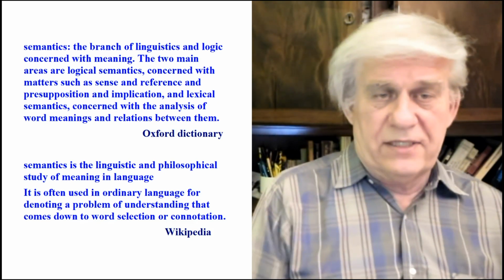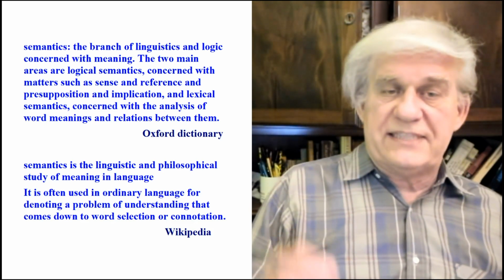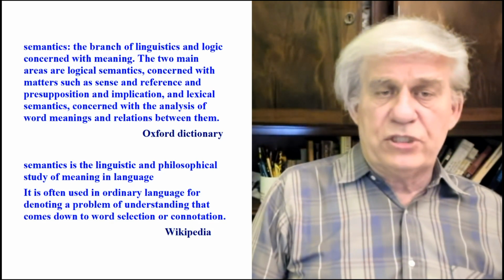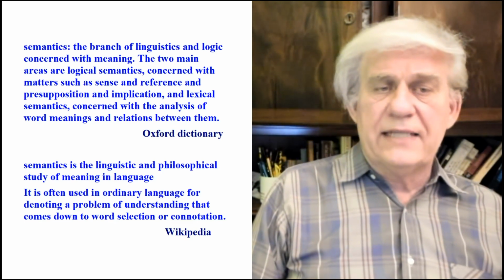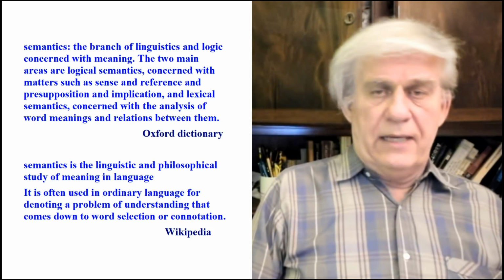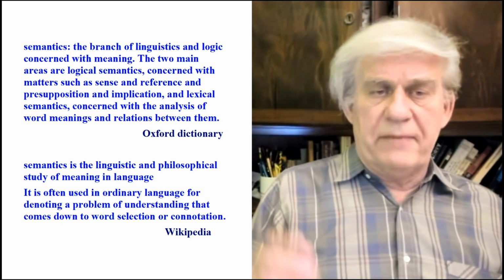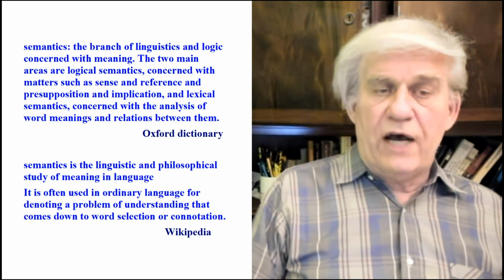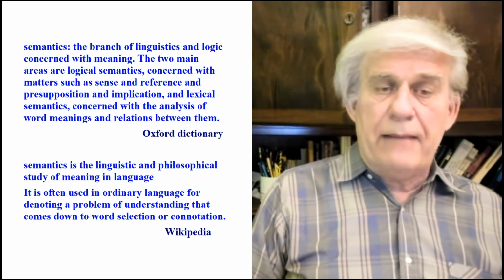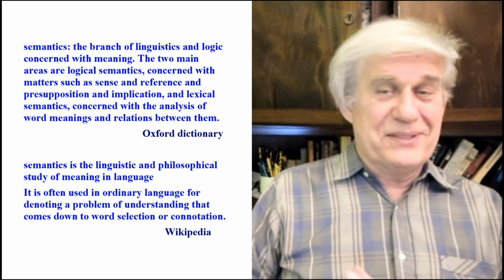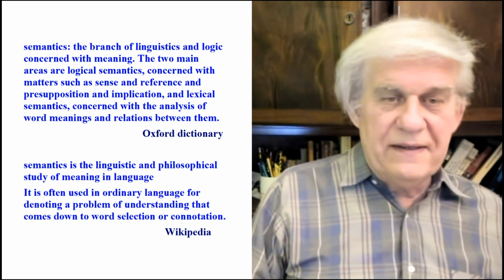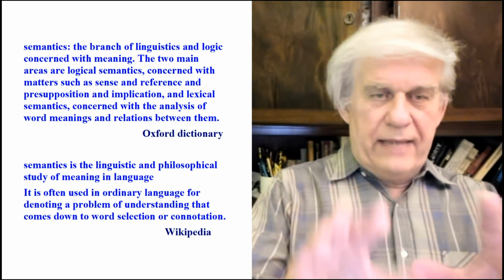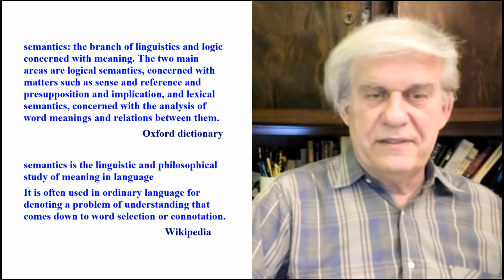It says the two main areas are logical semantics, concerned with matters such as sense and reference, and presupposition and implication, and lexical semantics, concerned with the analysis of word meanings and relations between them. Okay, and Wikipedia says something similar. Semantics is the linguistic and philosophical study of meaning in language. It is often used in ordinary language for denoting a problem of understanding. That's a good statement there for physics, for science. That comes down to word selection or connotation. Yeah, that last statement is very much applicable to physics.